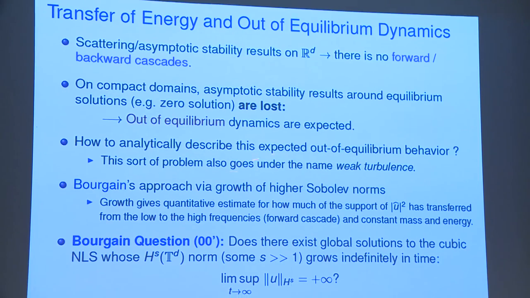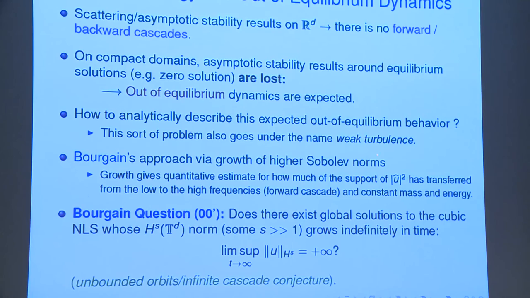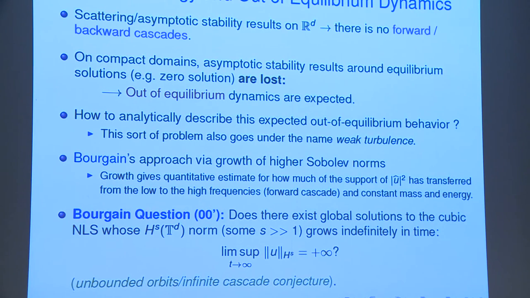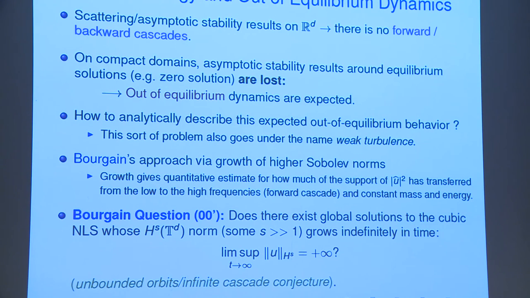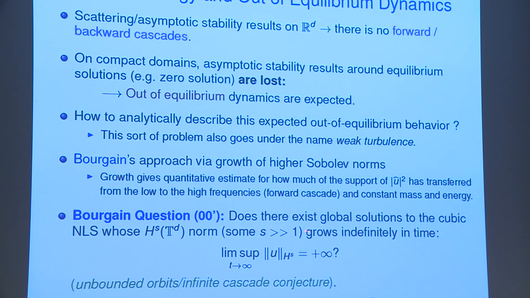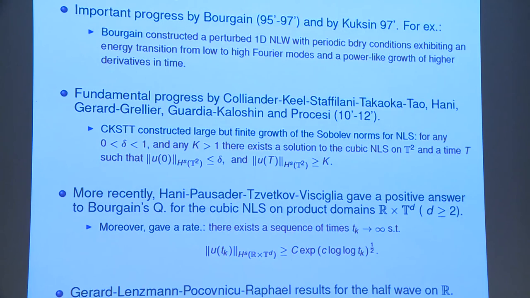So the question was how to capture that, and this is what also goes by the name of weak turbulence. Bourgain's approach was that you want to study the growth of the Sobolev norms to see how energy is transferred. His conjecture in 2000 asked whether there exist global solutions to the cubic equation whose H^s norms grow indefinitely. This is what is called the infinite cascade conjecture.